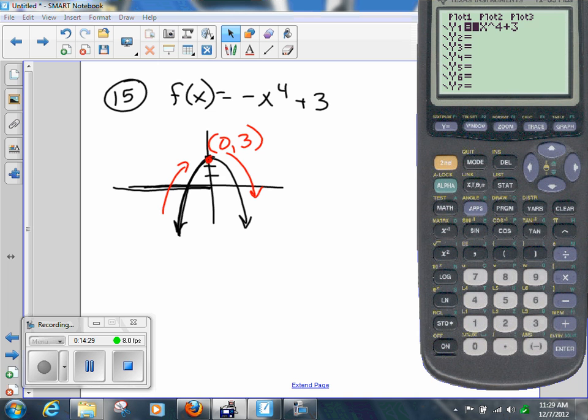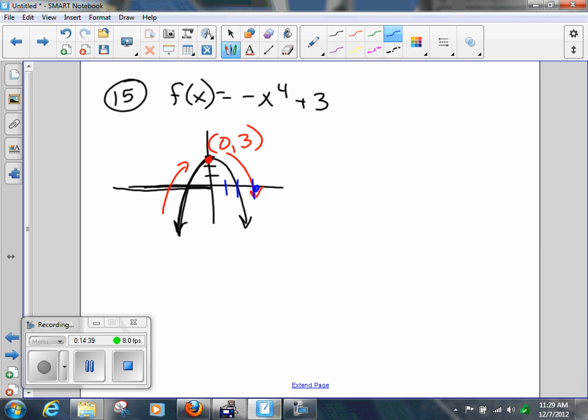Keep looking at your options. Figured it out? Keep looking at the options. Let's see. Is it decreasing from 3 to positive infinity? Is it increasing? Is it decreasing? No, that's option C. And then option D says that it's decreasing. Well, this is the only place it's decreasing, from 0 to positive infinity. It is decreasing. Do you guys see that?